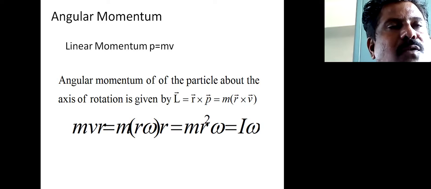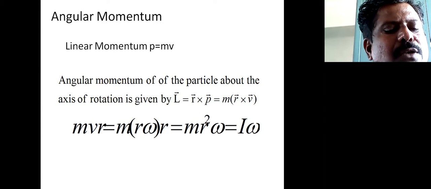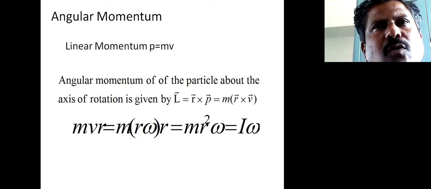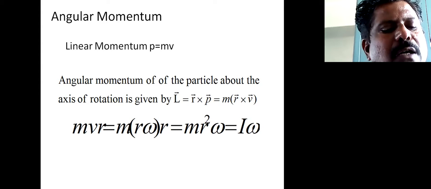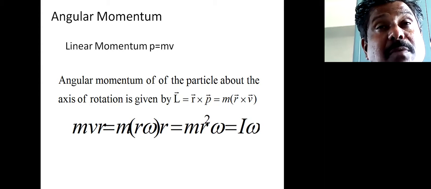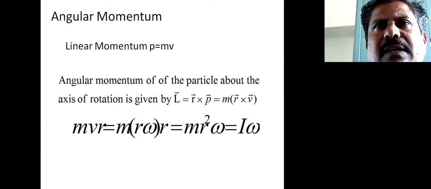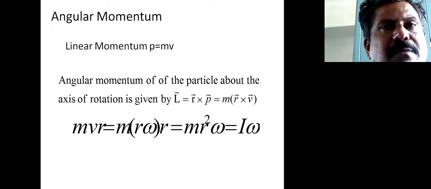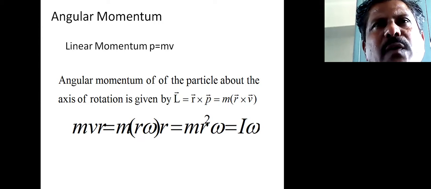What is the meaning of linear momentum? Momentum of a body is the total quantity of motion possessed by that object. Momentum of a body is the total amount or the total quantity of motion exhibited by the object. And how do we measure this?